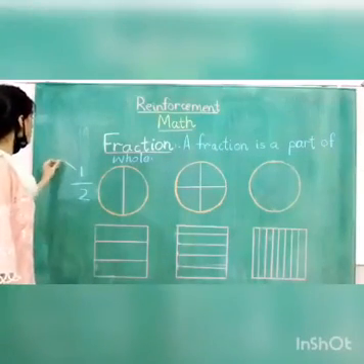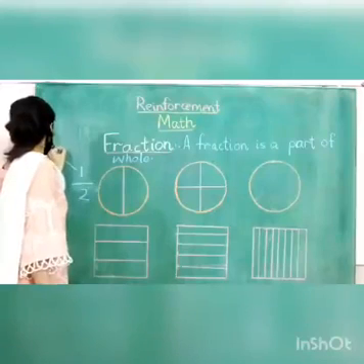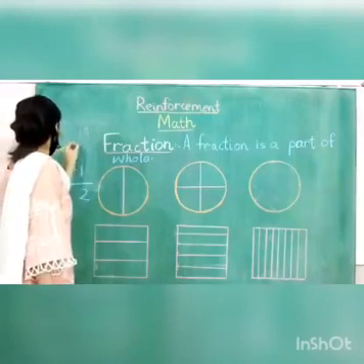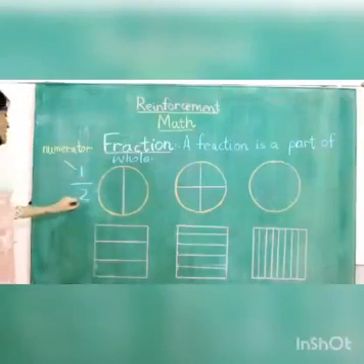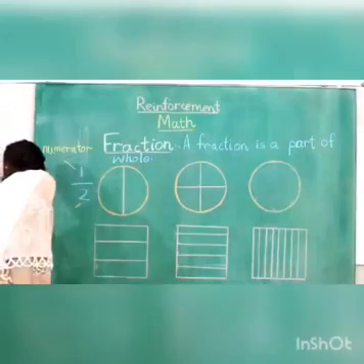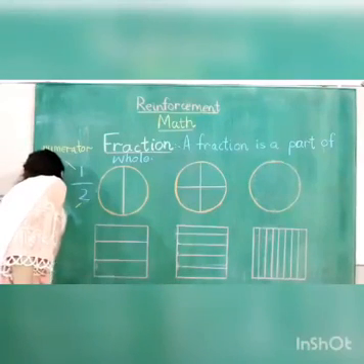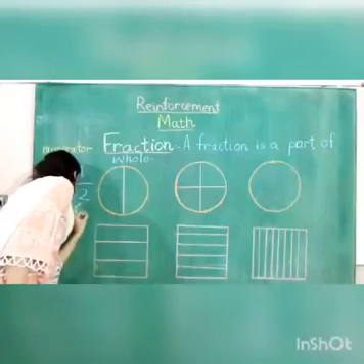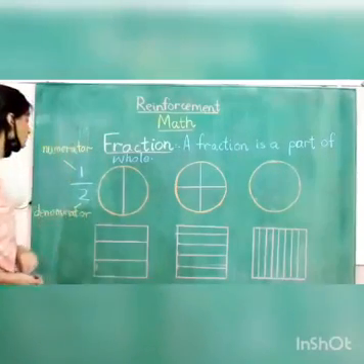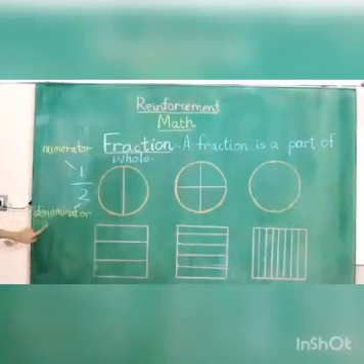The top one is called the numerator. The bottom one is called the denominator. What is the denominator? The denominator represents the part of the whole.